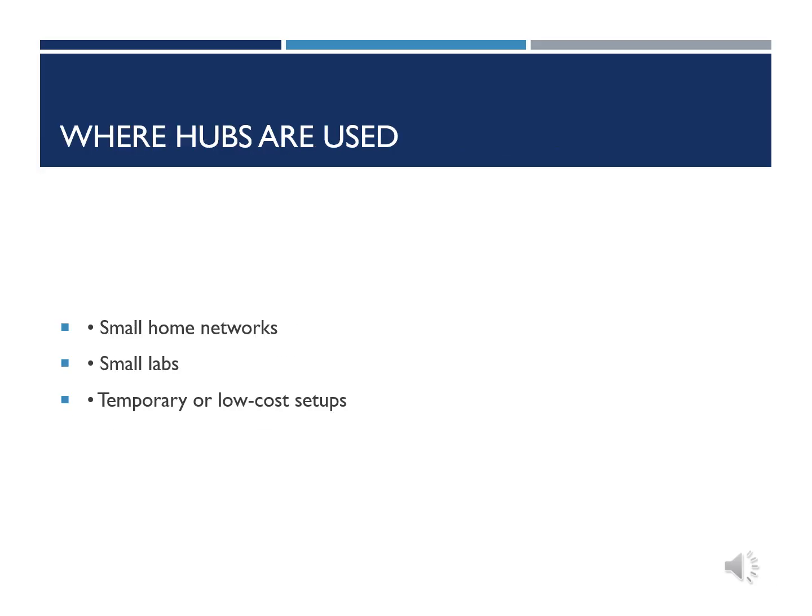Hubs are mainly used in small home networks, small labs, or temporary setups. For large networks, switches and routers are much better.